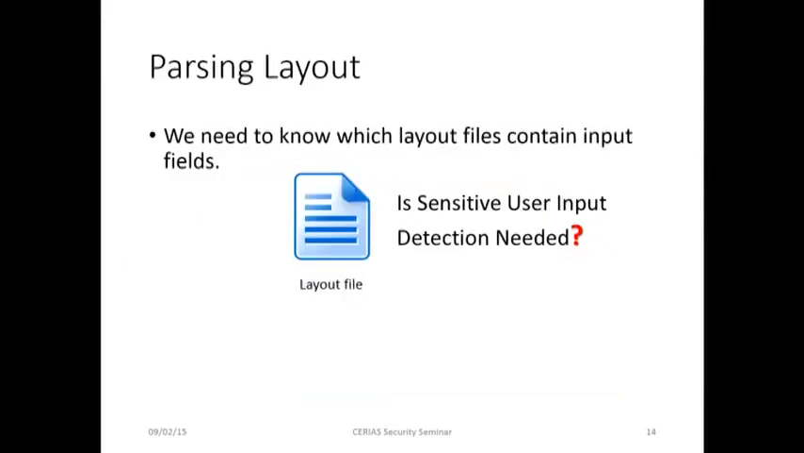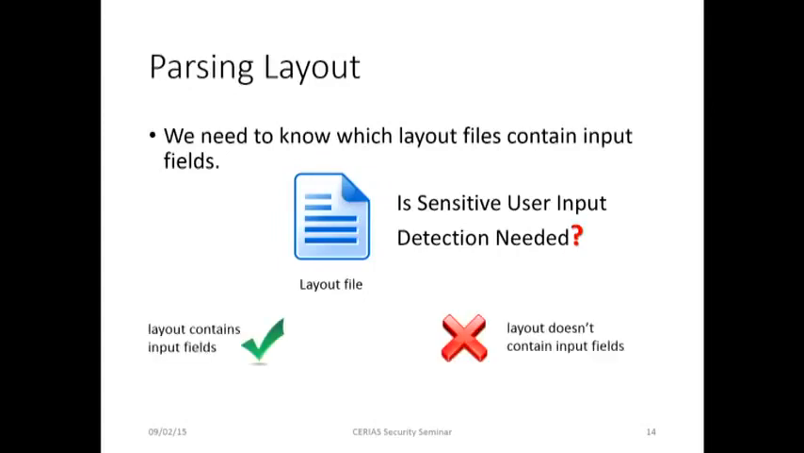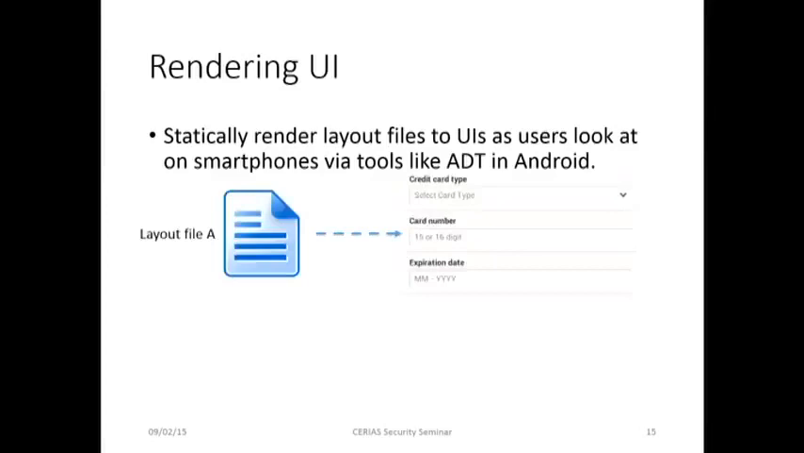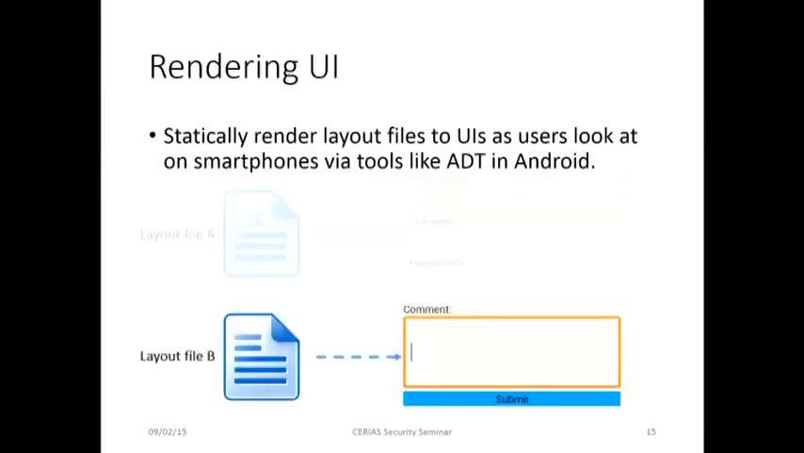At the very beginning, we need to know which layout files contain input fields, because we don't want to spend effort on those layout files that do not contain any input fields. With these initial discoveries, SUPOR can render the layout files to the UIs, and the UIs are close to what the users see on the smartphone screens. They can use some tools like the ADT in Android. For example, if we render layout file A, we can get this. But if we render layout B, we can get this.